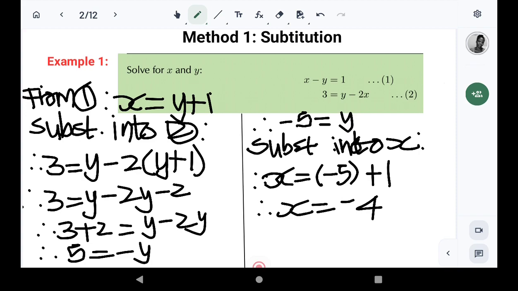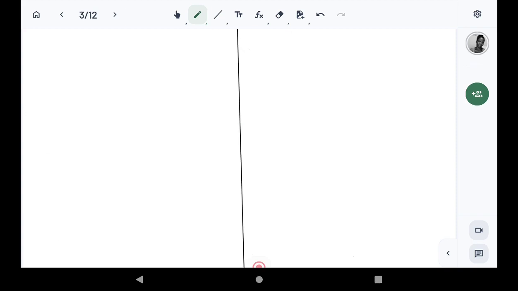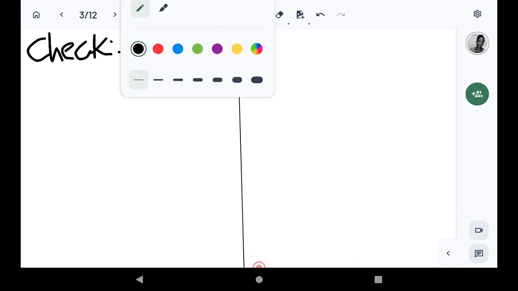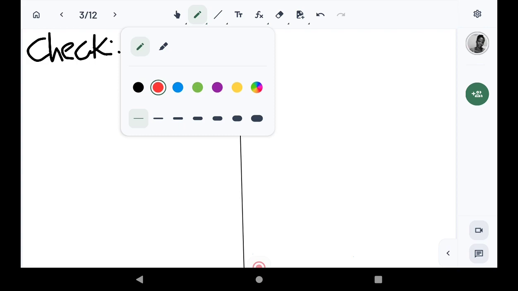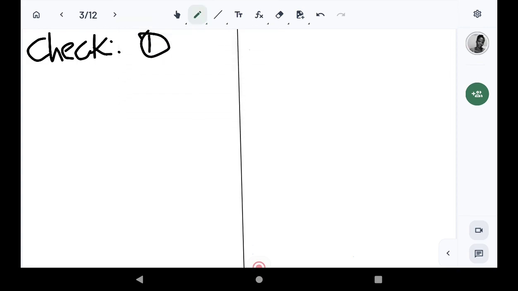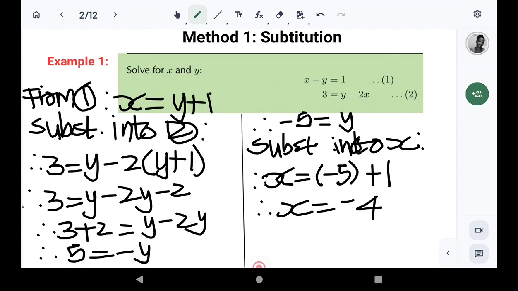So what you do next is you check, because you're not done. How do we check? You check equation by equation, to see if what you got matches with what the equation says. Now, let's bring those equations back. The first one is x minus y equals 1. That's equation 1. And the second one is 3 equals y minus 2x.